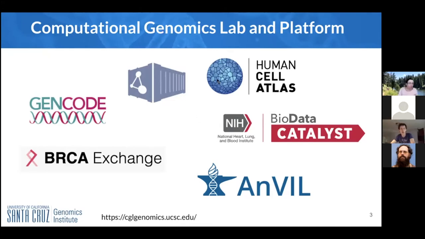I just threw some logos in here: the Human Cell Atlas project, which is a project to catalog all the different cell types and states in the human body. Also big NIH projects for their cloud computing, like this is the NHLBI cloud effort, and this is the NHGRI cloud effort, projects to catalog hereditary cancer mutations, specifically in BRCA1 and 2, but actually now in other genes as well. We do lots of work with GenCode. We do lots and lots of interesting research work.